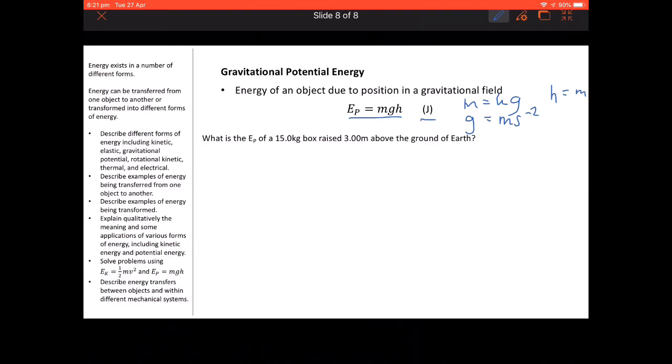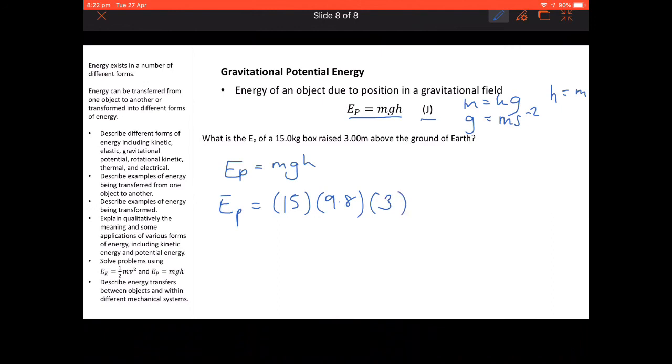For an example, what is the potential energy of a 15 kilo box that's raised 3 meters above the ground of Earth? For this, we'll just use our rule. Potential energy equals mass by g by height. Throw all of our values in. So we've got a 15 kilo box. We don't have to worry about doing any conversions because the unit that we use is kilos. And then gravity, which is 9.8, and then height, which is 3 meters.